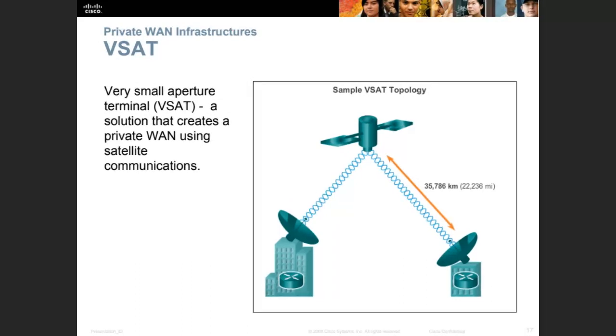VSAT is for satellite connection. It's a Very Small Aperture Terminal, VSAT, and it creates a private WAN using satellite communication. Of course, it is expensive, but it is good for very long distances. Some companies are using this.